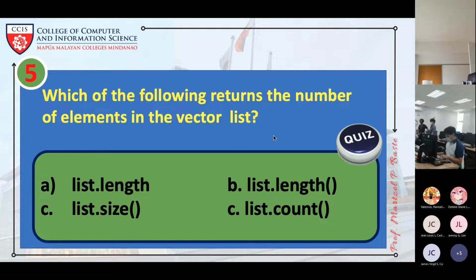So 5. Four. 3. Letter D. So can you explain? Show your solution. I just would like to make sure. Letter D is wrong. Okay, you can still choose. Letter C. Letter C is list.size. Very good. Okay. The answer is list.size.